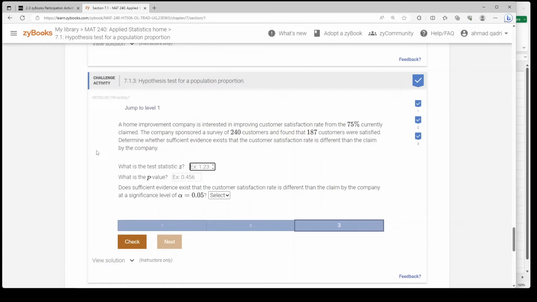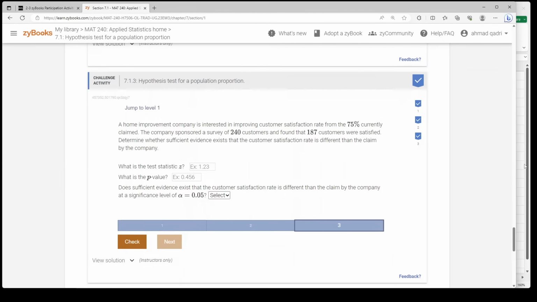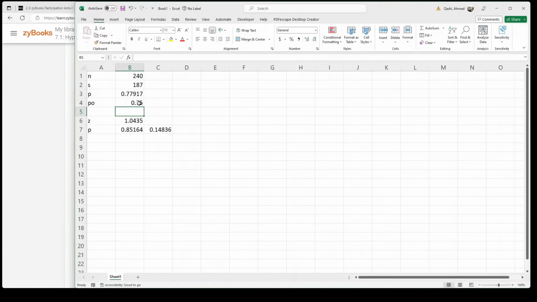Again, we need to find the test statistic and the p-value, so let's start there. We will use the template again, and let's update these numbers. The sample size was given as 240, 187 here, and the proportion under the null hypothesis is 75%. Let's just make sure that's correct. Yep. Okay, so the z test statistic value is 1.04.